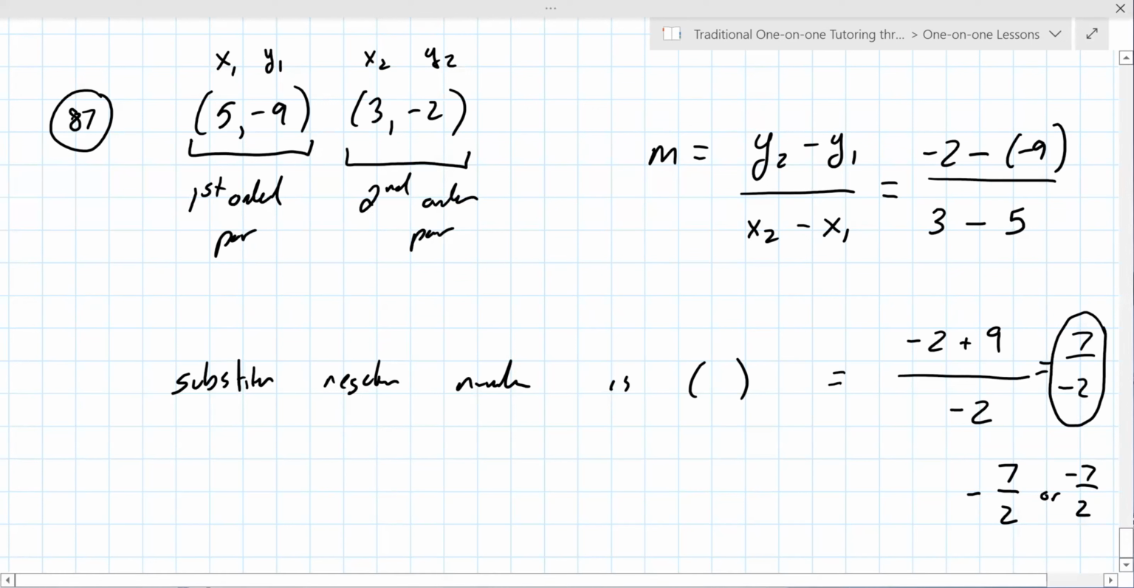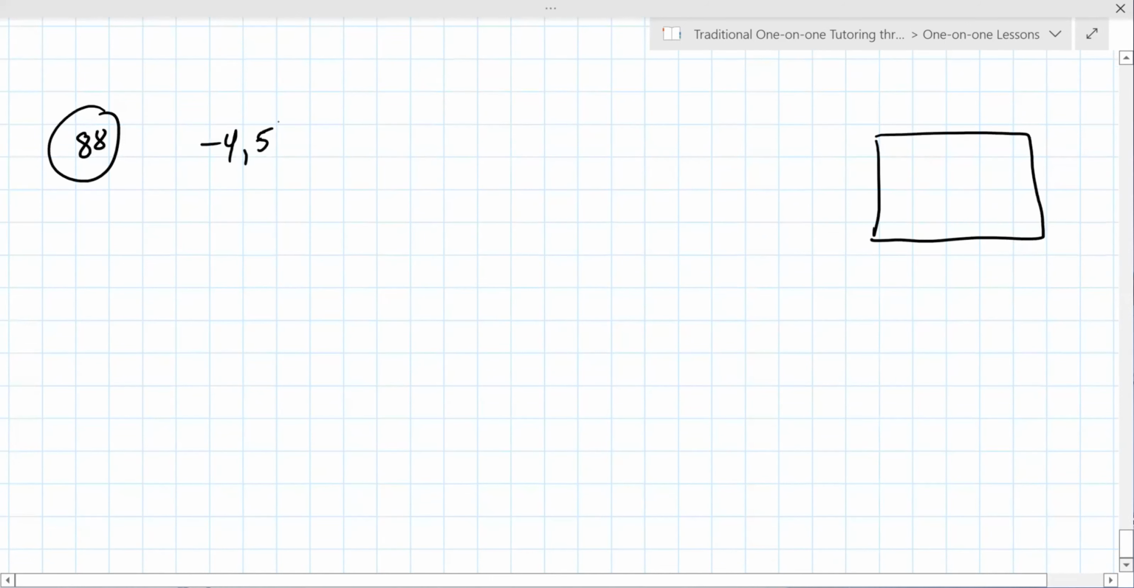All right, why don't you try 88 here on your own? Same thing. That'll close out our lesson for today. But go ahead and try it on your own. I just want the final answer here. I recommend labeling them as X1 and Y1.